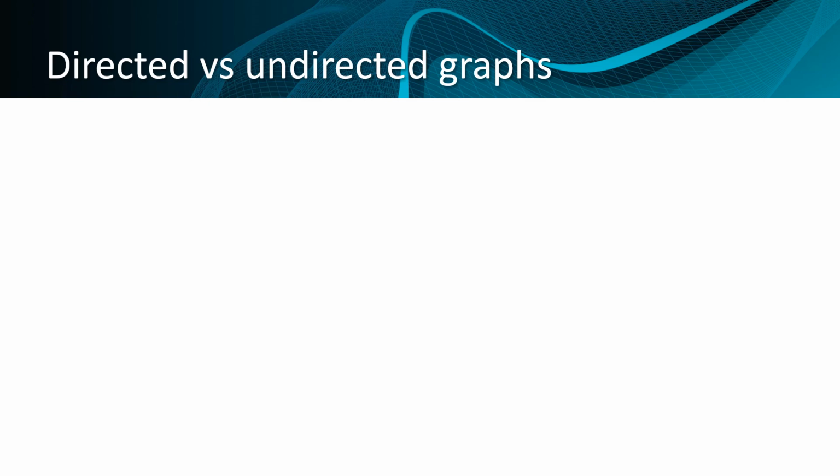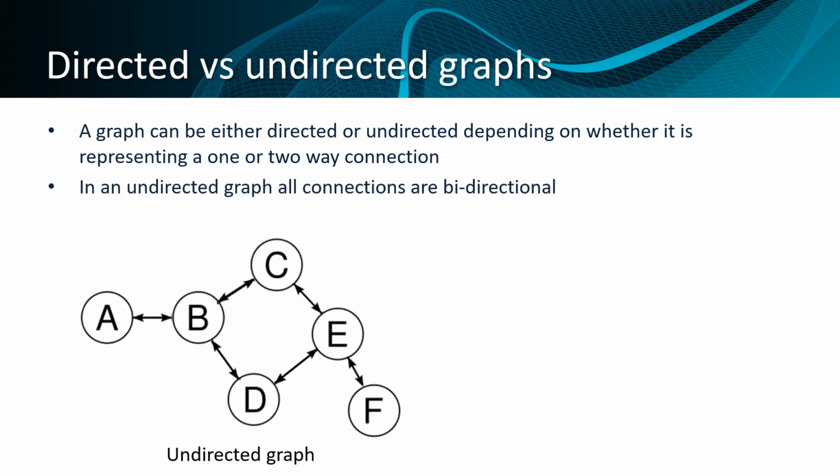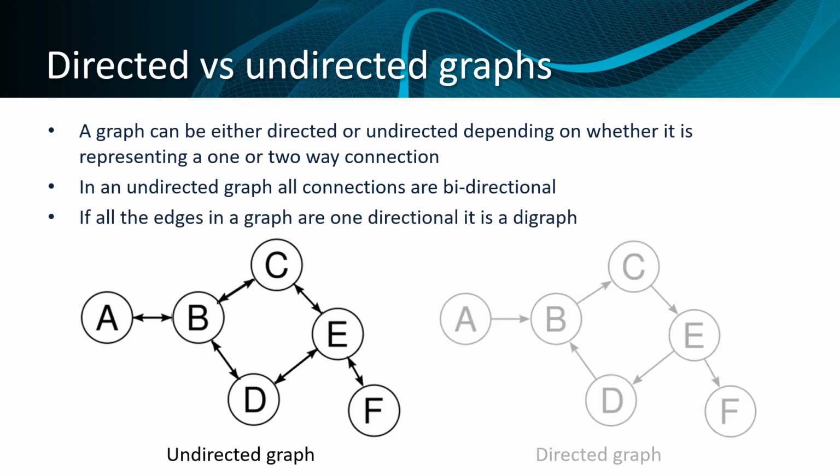A graph can be either directed or undirected, depending on whether it is representing a one- or two-way connection. In an undirected graph, all connections are bidirectional. That is, you can move between the nodes in either direction. If all the edges in a graph are one-directional, then it is a directed graph, or digraph for short.